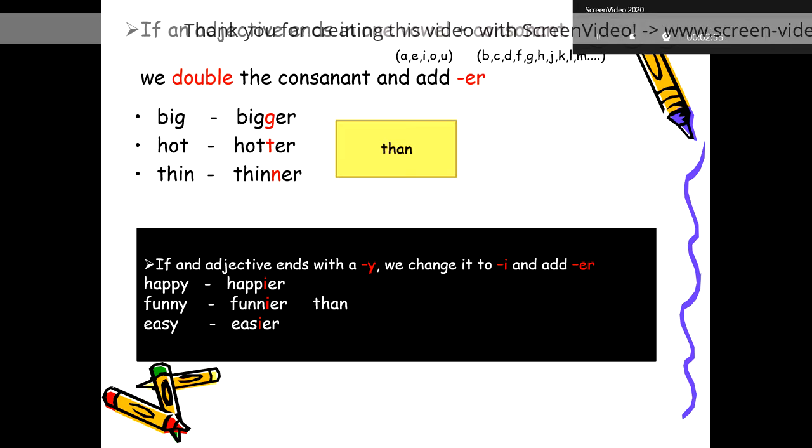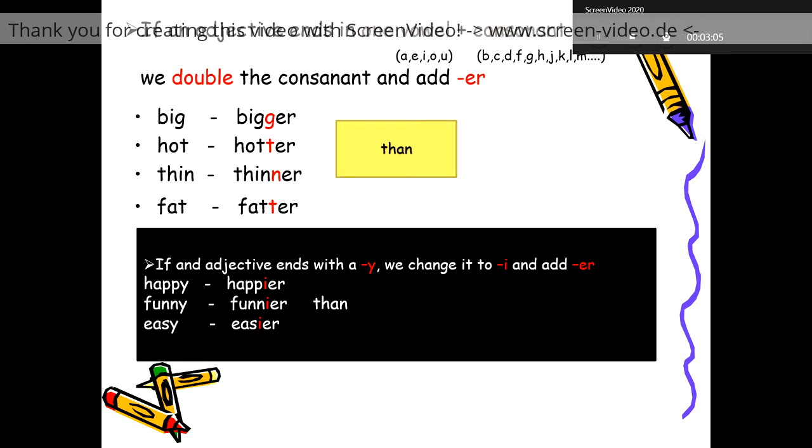Thin, one vowel, I, one consonant, N. We will double the last consonant. Thinner. Then add er. Fat, vowel A, consonant T. We'll double the last consonant T. Then add er. Fat, fatter than.